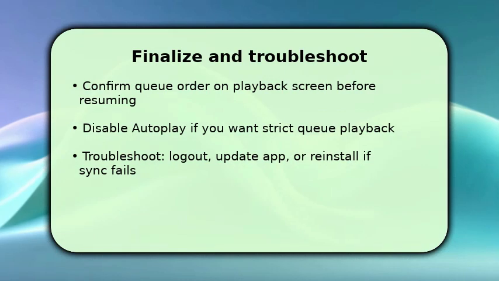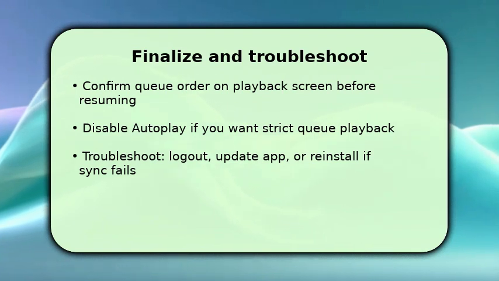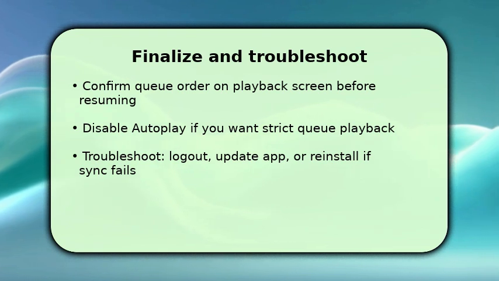Finish by confirming the queue order on the playback screen and start playing the first track to lock in the sequence. Make sure autoplay is off if you need strict queue-only playback, otherwise Spotify will append similar tracks.